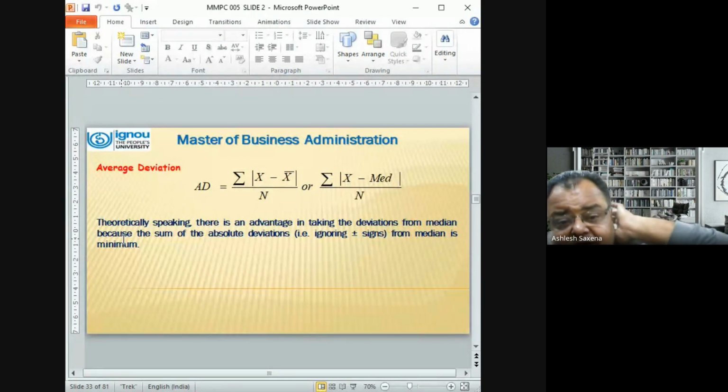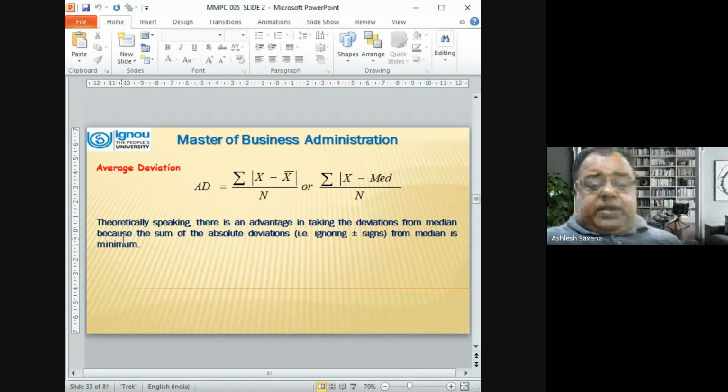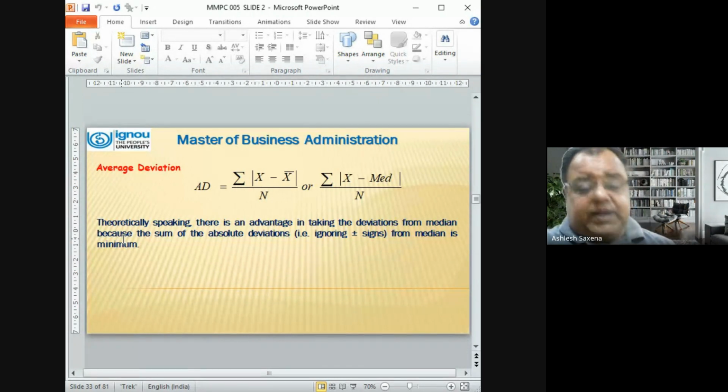Average deviation, we are aware of these formulas. If it is from the mean, it will be summation of mod values of x minus x bar by n. And in case of median, we will be finding the deviations from the median. Theoretically speaking, there is an advantage in taking the deviations from the median because the sum of the absolute deviations from the median is minimal.